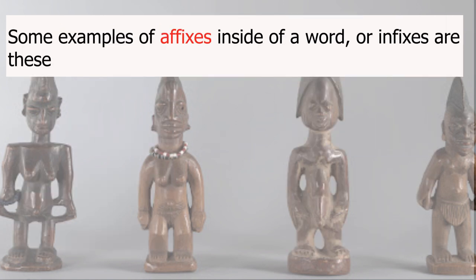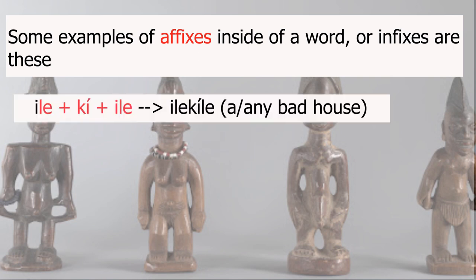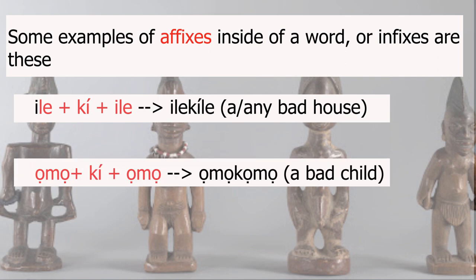Some examples of affixes inside of a word, or infixes, are these. Kile, kile. This word means any bad house, where the key part means bad. In the second example, como, como. This word means a bad child.